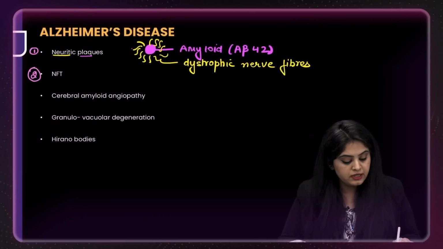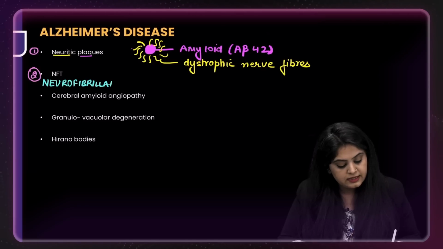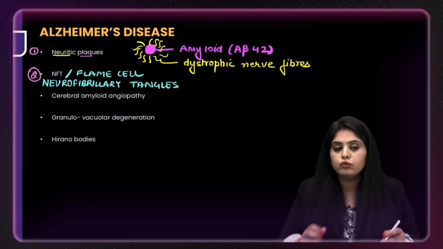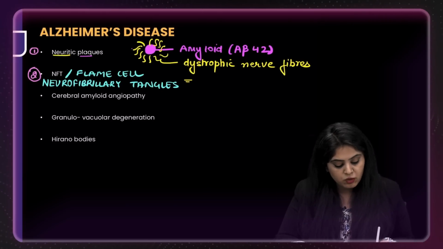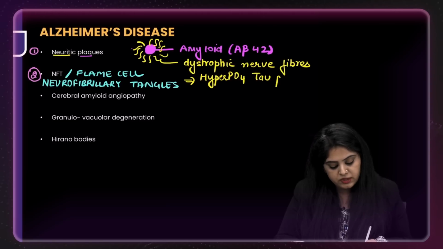The neurofibrillary tangle. So get their name correct first. What is it? Neurofibrillary tangles. You know what is their other name? Because that will help you identify their picture. They are also referred to as flame cells. This means I'm now going to show you some cells which are on fire, which are carrying flame. But first I'll tell you what they are made up of. They are made up of hyperphosphorylated tau protein. Very, very, very important question.